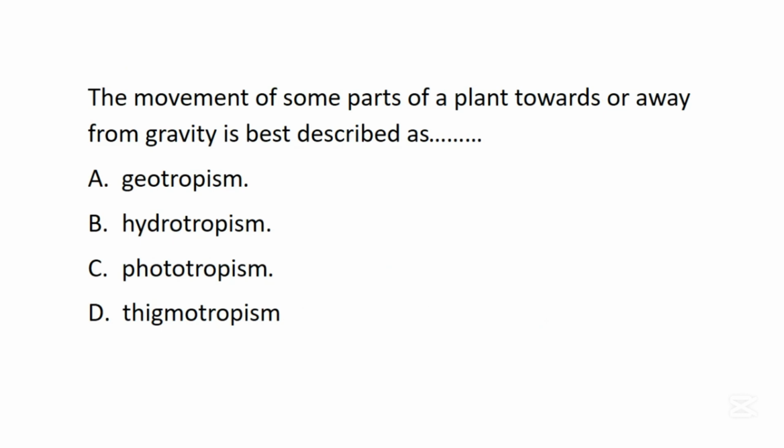The next question says, the movement of some parts of a plant towards or away from gravity is best described as dash. A. Geotropism. B. Hydrotropism. C. Phototropism. D. Thigmotropism. In this question, the correct answer is A. Geotropism. So geotropism is the movement of some parts of a plant towards or away from gravity.